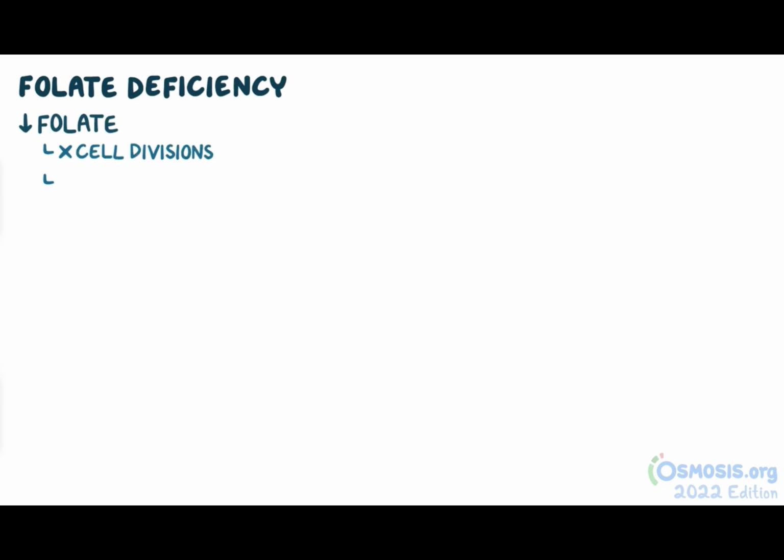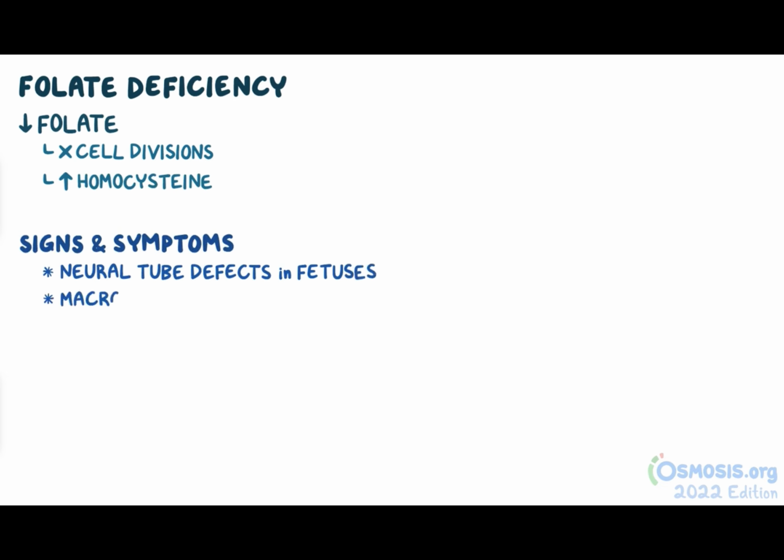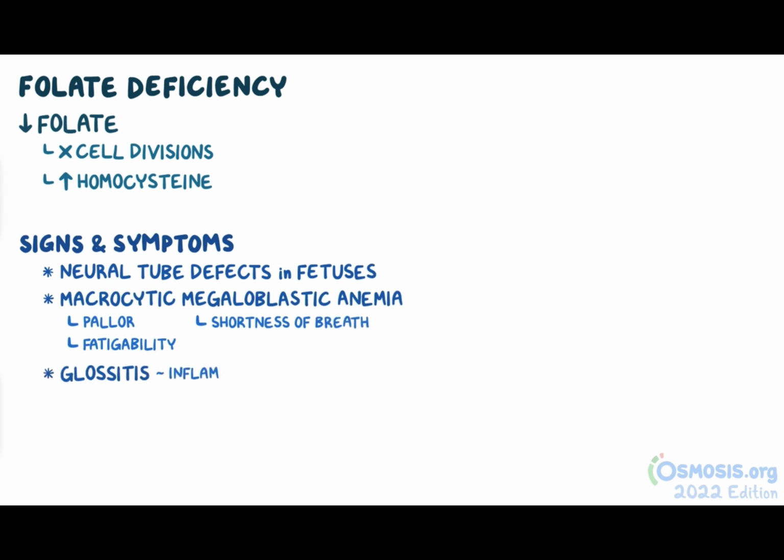Alright, as a quick recap. Folate deficiency is a clinical condition caused by low levels of folate in the body, which impairs cell division and causes excess levels of homocysteine in the body. This can lead to neural tube defects in fetuses, macrocytic megaloblastic anemia causing pallor, fatigability, and shortness of breath, glossitis or inflammation of the tongue leading to swelling and soreness, and difficulty in talking and swallowing.